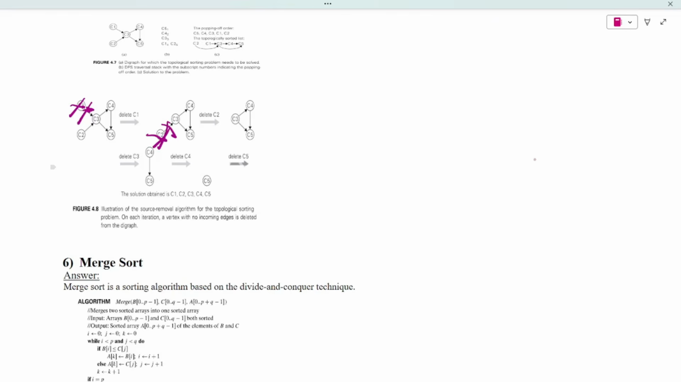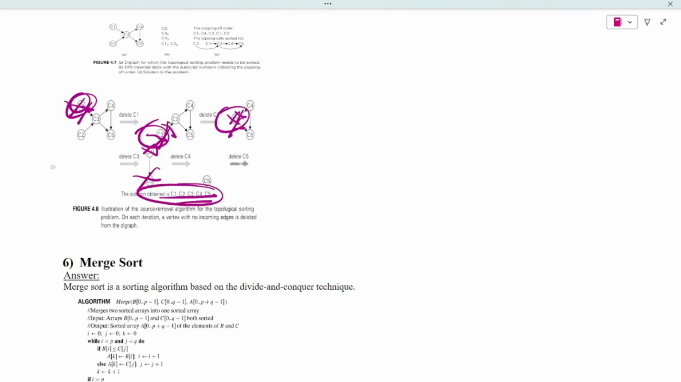Next C3 also doesn't have any incoming nodes, so you can delete this. This is also its outgoing node, this is also its outgoing node, so you can delete that. Next you can see only this much is left out. Now you can delete this and later you can delete this. Now when you delete the elements, you will be taking them in a list. Okay, that is C1, C2, C3, C4.